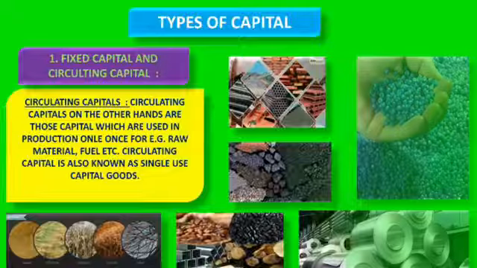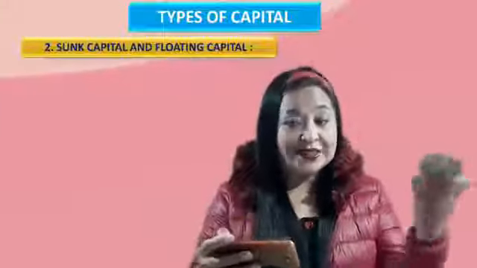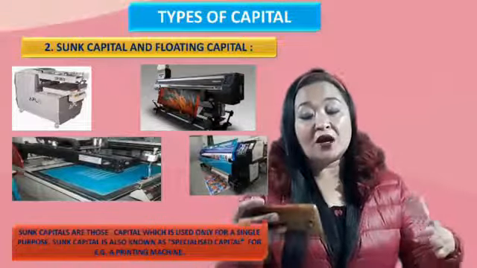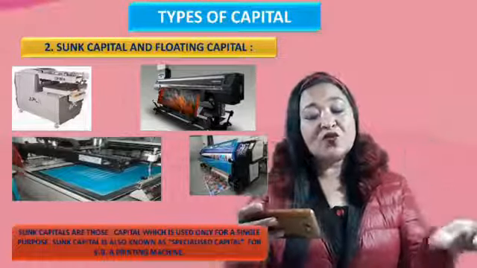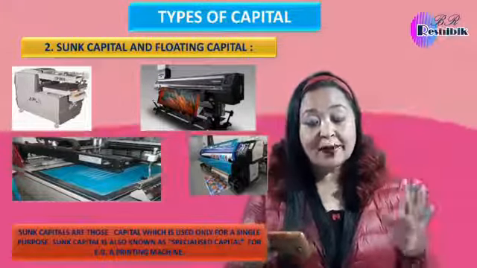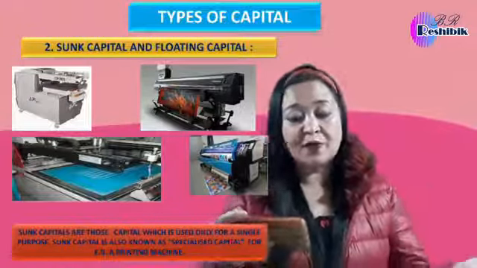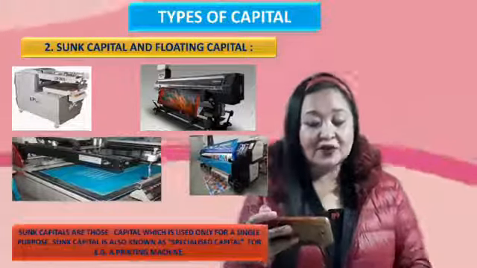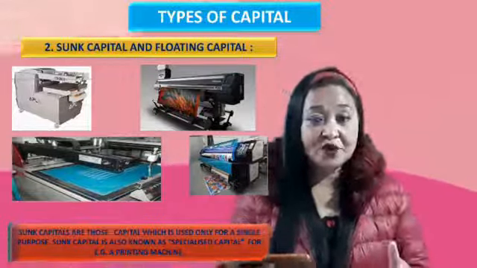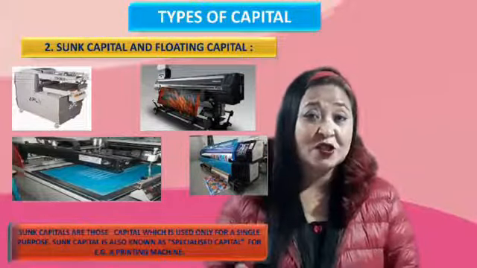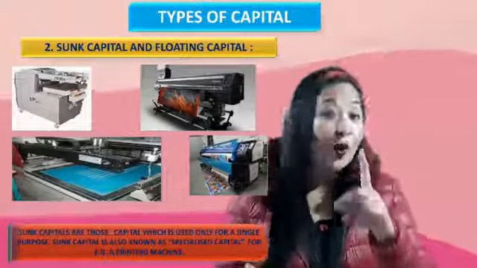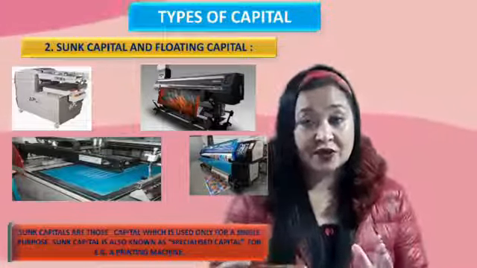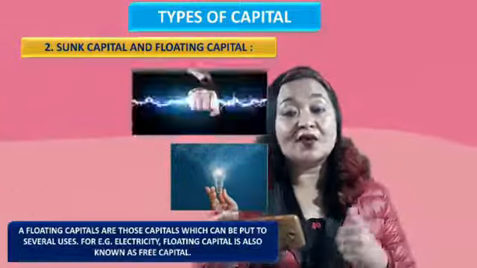Now we'll see the next type of capital, that is sunk capital and floating capital. Now what does this mean? Sunk capital are those capital which are used for a single purpose only. That is why sunk capital is also known as specialized capital. For example, a printing machine does not have multiple uses, isn't it? A printing machine is only used for one purpose, that is to print. Yes or no? So such kind of capital is known as sunk capital.